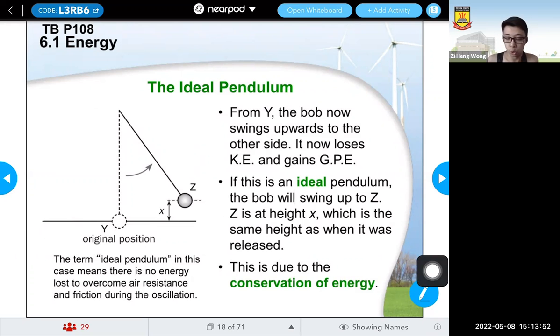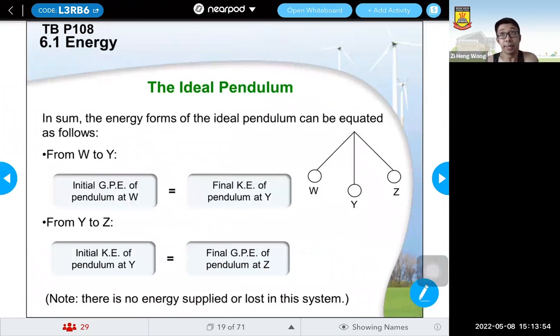So in summary, in an ideal pendulum, you can see that from W to Y, the initial GPE here will be equal to the final KE over here. And then from Y to Z, the initial KE over here will be equal to the final GPE over here. So there's no energy lost along the way.